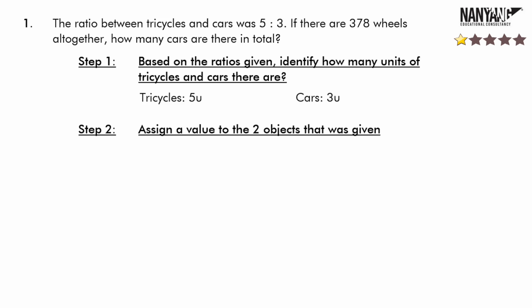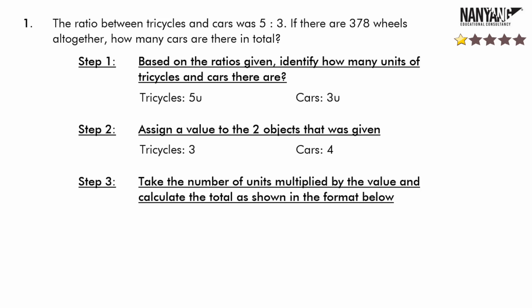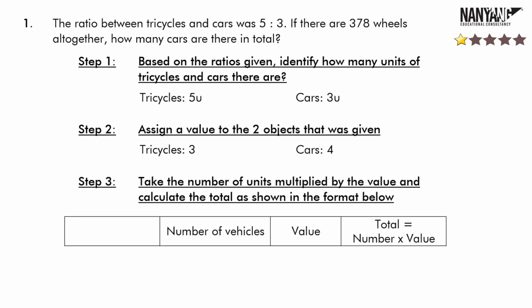Next, we assign a value to the two objects given. What does this mean? Now this value is 3 for tricycles and 4 for cars, because it's quite obvious that a tricycle has 3 wheels and a car has 4 wheels. Next, we take the number of units multiplied by value to calculate the total as shown in the format below. So we should just write down a table with number of vehicles, the value, which is basically the number of wheels each of them has, and the total is number times value.